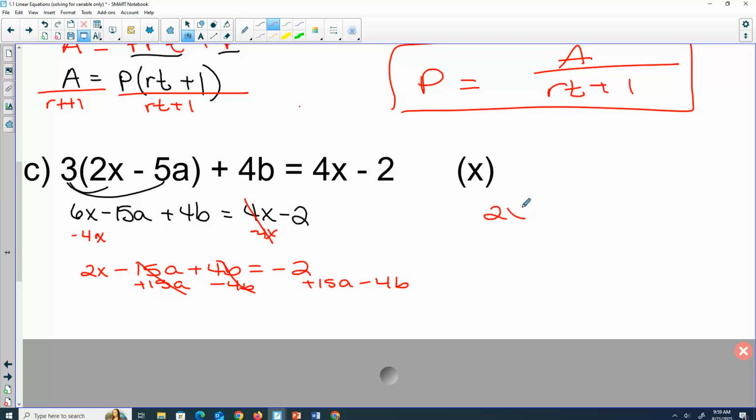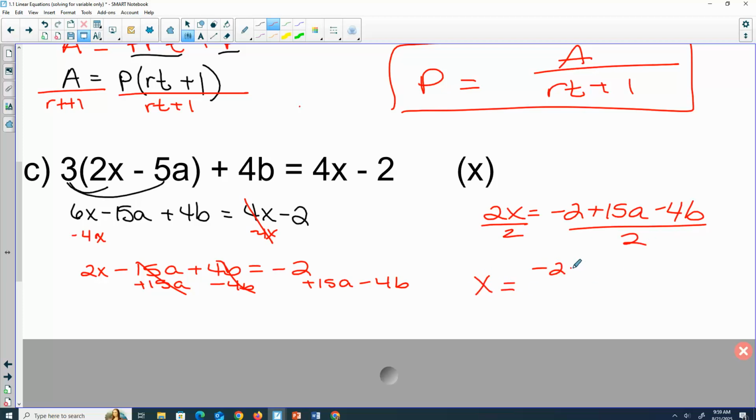Okay, so I have 2x equals -2 plus 15a minus 4b. Does it matter if I flip that order around and I put 15a minus 4b minus 2? No, when you're adding, order doesn't matter. Now what do we have to do to get x by itself? Divide by 2. You could write it a couple different ways.